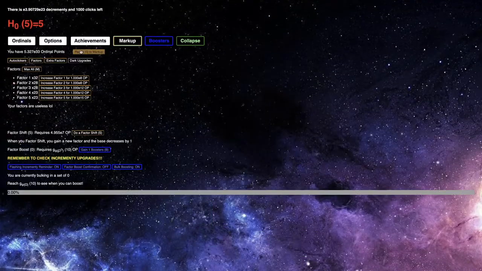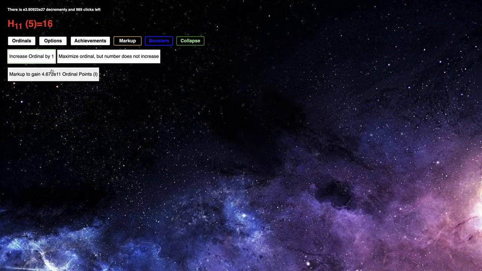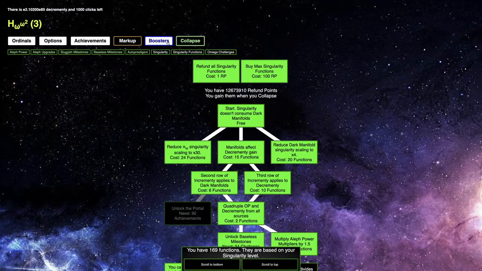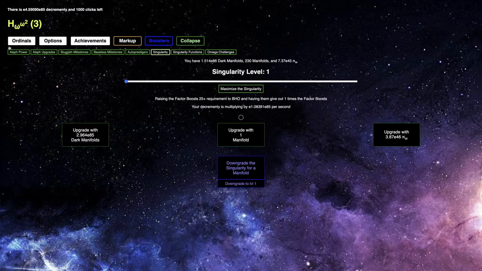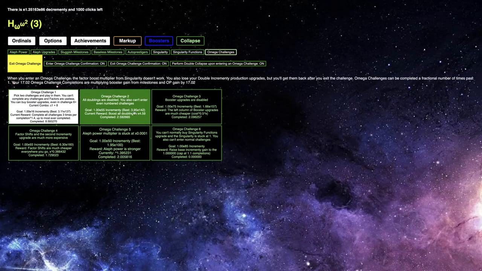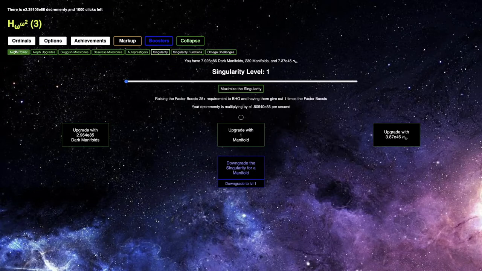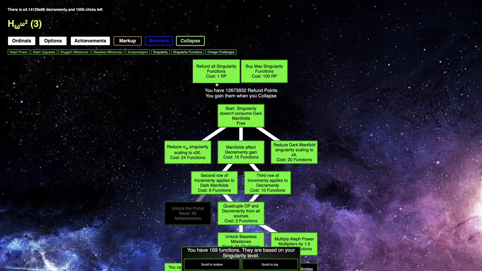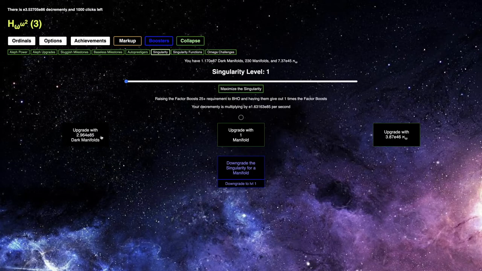So now, of course, I just need to mark up and get to base 3. And yeah, E84 decrementy, or EE84, which is a bit more than I had before. It's probably about 100 something times more. It's probably almost all due to this doubling being better. I could also try to just go into challenge 9 with this. Actually, we'll do that after a little bit of grinding in this challenge. It's definitely going to be enough to get a few more singularity levels.